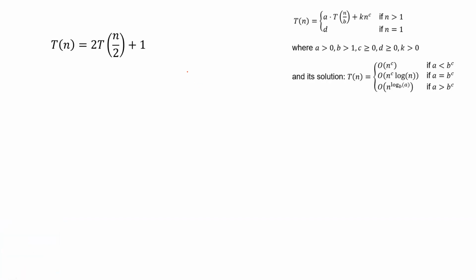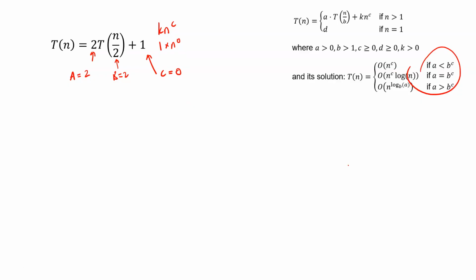Here we go. So we need to identify first what A, B, and C equals. So A equals 2, that's this one here. B equals 2, it's this one here. C is slightly less obvious. If we refer to this as k n to the c, well, this is clearly 1 times n to the 0. So the 1 there is not a function of n, it's in constant time. So we say here that c equals 0.